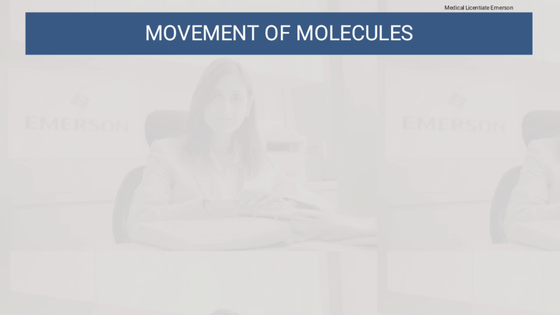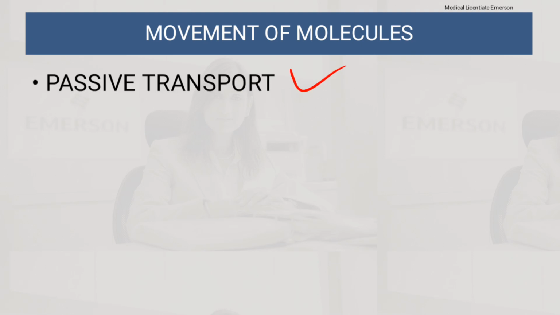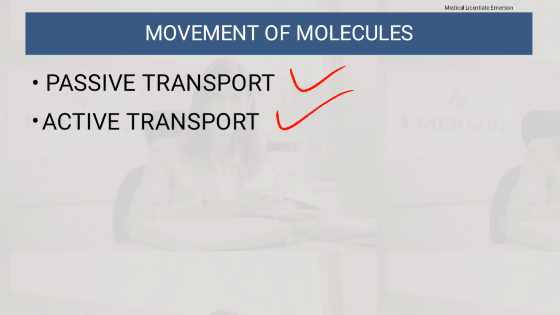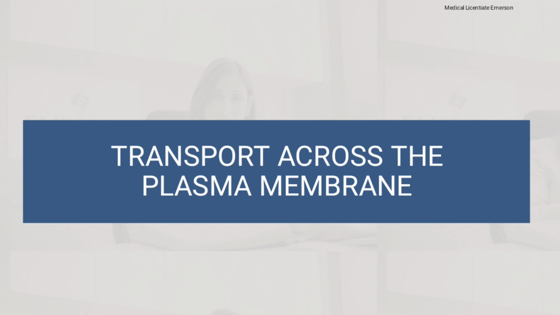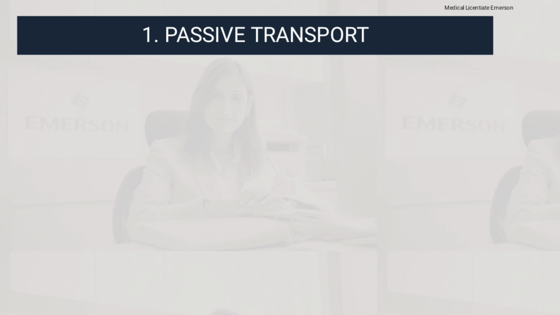In terms of movement of molecules of cells, there is passive transport, we have active transport, we have endocytosis, where we have phagocytosis and pinocytosis, and we have exocytosis. Then the transport across the plasma membrane, going now into details.